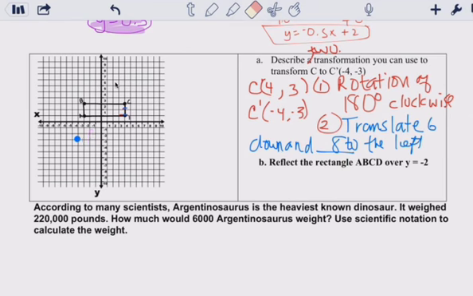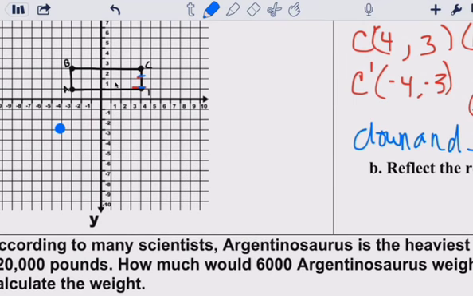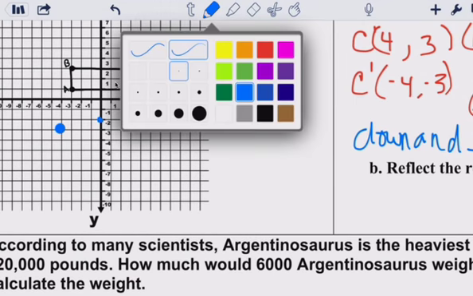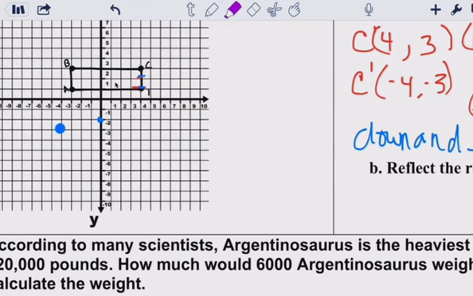Always do a translate, because translate's the easiest. You count up, down, left, right. Reflect over y = -2. Okay, y = -2 is right here. So if I put my mirror, I like to use a highlighter as a mirror, right there, I'm going to reflect it.